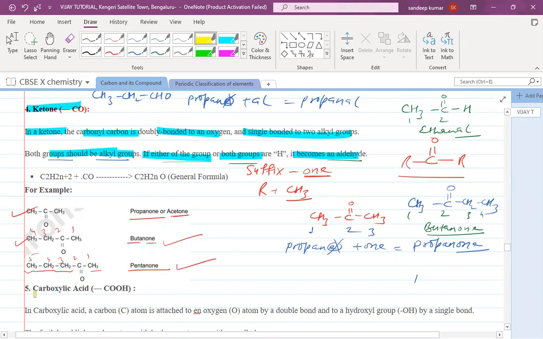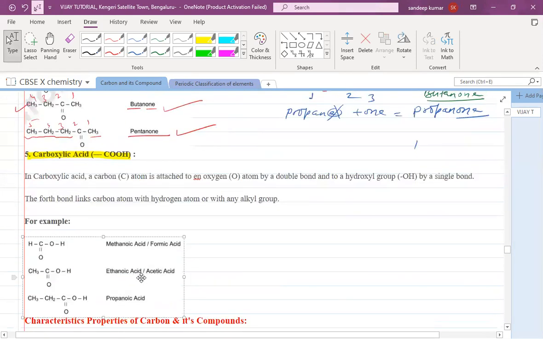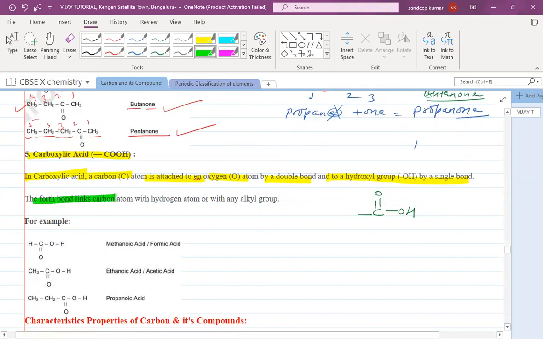Okay. Next, we will talk about carboxylic acid. In a carboxylic acid, the carbon atom is attached to an oxygen atom by a double bond and to a hydroxyl group by a single bond. So here you can see carbon double bond oxygen, single bond hydroxyl group. This is a carboxylic acid. The fourth bond links the carbon atom with a hydrogen atom or with any alkyl group.